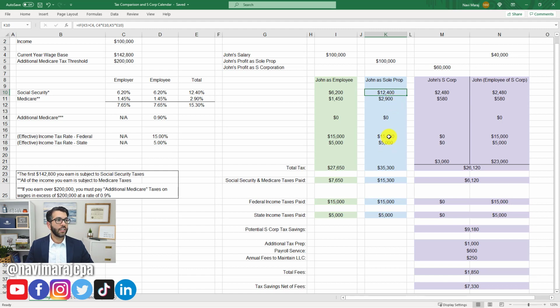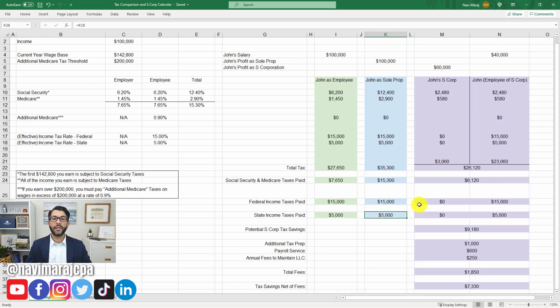What other taxes does he have to pay? Well, his $100,000 of profit is his income. And so he's going to pay income tax, at the federal and state level, just like he would if he was an employee working for Google. So the income tax number is not going to change, whether it's federal or state. But how much total tax does John pay as a sole proprietorship? He pays $35,300 in total tax. And the breakdown is here: 15.3 in Social Security and Medicare, 15,000 in federal income tax, 5,000 in state income tax.